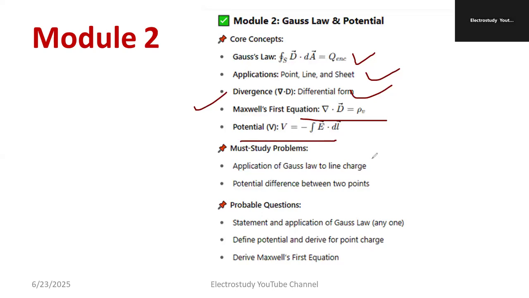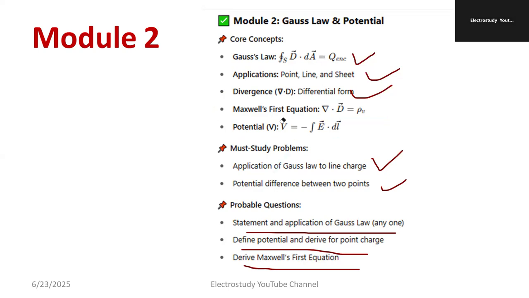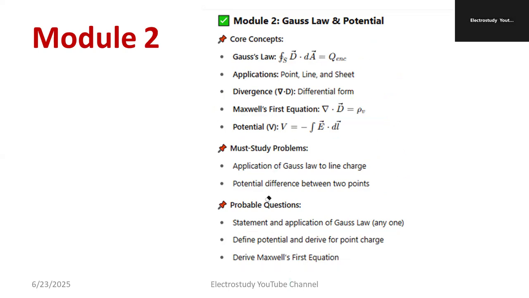You must study problems on applications of Gauss law. It is mandatory, and also the potential difference between 2 points. At least you can get that right. The probable questions are: statement and applications of Gauss law, define the potential and derive it for a point charge, and derive the Maxwell equations. If you go through it, I promise you that you will get not just pass marks, but at least a good score. I can promise you.